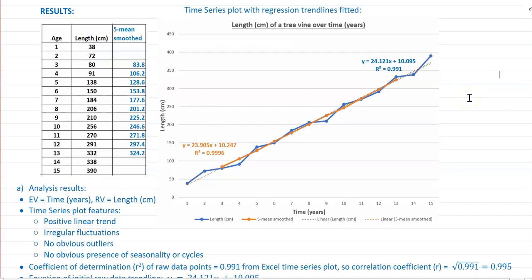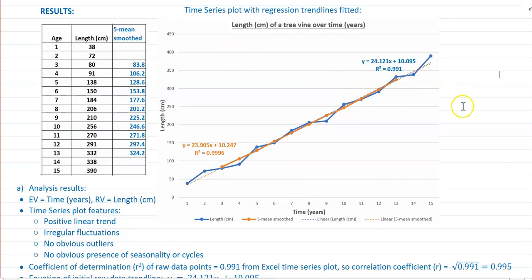Okay, welcome back. How did you go? You can see that I've just pasted over the table I've created in Excel, and I have used 5 mean smoothing. You could, of course, use 3 mean smoothing, 2 mean smoothing, 4 mean smoothing, whatever you deem is appropriate, as long as it's done correctly.